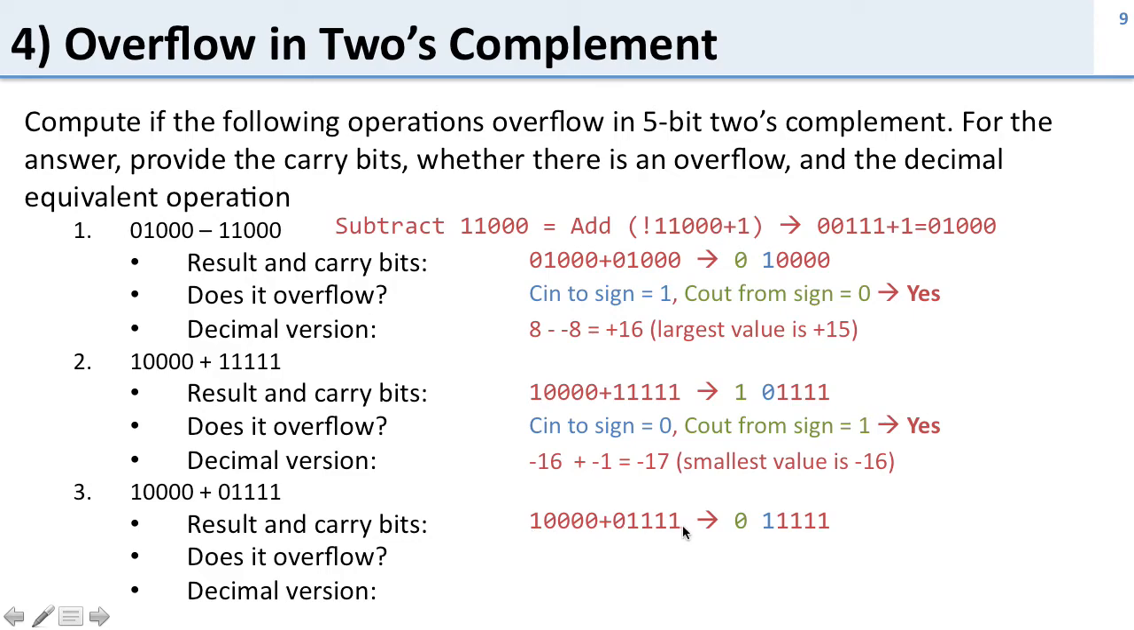Let's take a look at this next one. So here we're going to go ahead and add these numbers together. And what do we get? Well, the carry into the sign is 0, as we're adding a 1 and a 0. And the carry out from the sign is 0, because we're adding a 0 and a 1. So we didn't have any carry outs. So does it overflow? No, because the carry into the sign and the carry out from the sign are the same. So what is this in decimal? This is minus 16 plus 15, which is minus 1. And minus 1 can be represented in 5 bits here. It's represented exactly this way, 1, 1, 1, 1, 1. So we didn't have an overflow here.